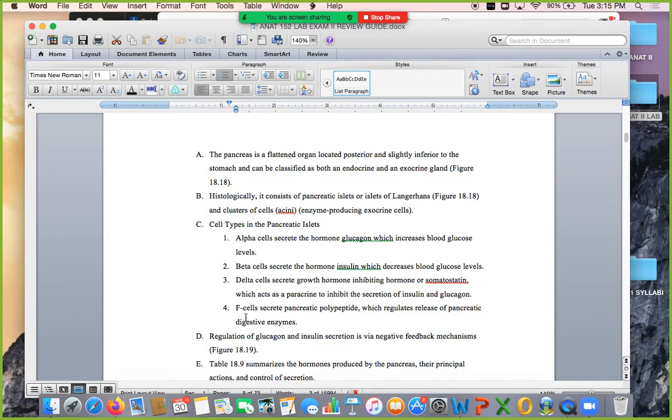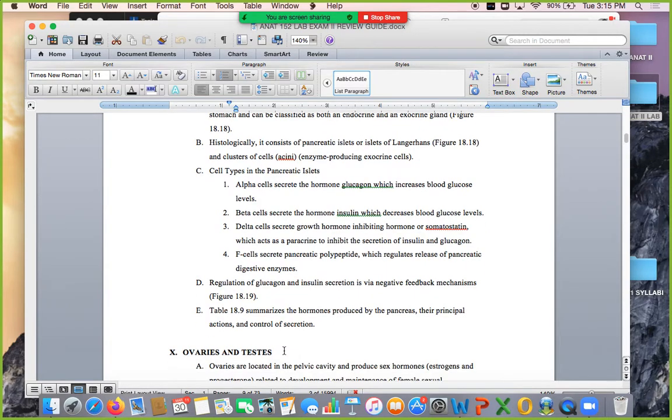And then F cells secrete something called pancreatic polypeptide, which regulates the release of all of the pancreatic digestive enzymes. And again, that's going to be involved in blood sugar regulation as well, because we're going to be using these digestive enzymes to start digesting sugars during the digestive period, right, when they're in the intestines. And then absorbing that would end up increasing your blood sugar level. And we talked about how both glucagon and insulin secretion have negative feedback loops on themselves. And if you need more refresher on that, that's figure 18.19.